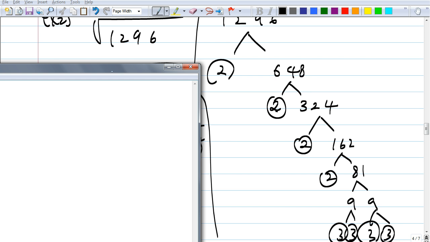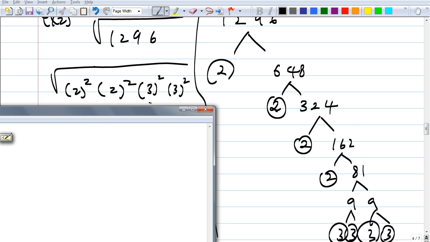So how many 2's do I have, class? How many 2's? 4. How many 3's do I have? 4. Should I write 2 to the 4th and 3 to the 4th, or should I write it the way I did? I wrote it this way. How come I didn't write square root of 2 to the 4th and 3 to the 4th? Anybody know why? Guys, you know what I'm asking? How come I did not write this as square root of 2 to the 4th times 3 to the 4th? Why did I separate it?